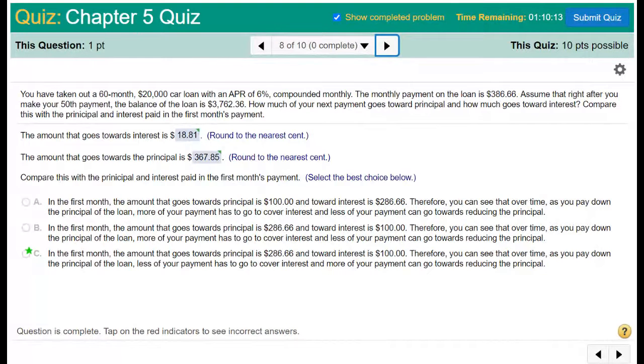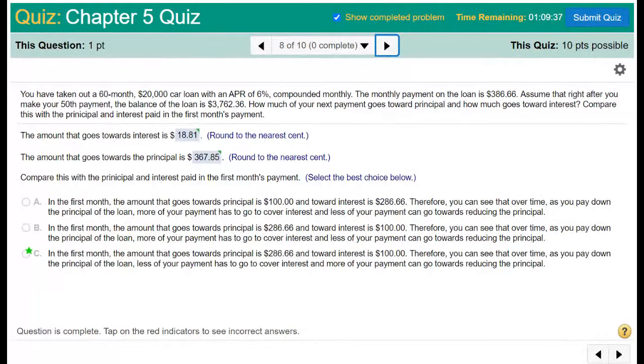The main part of this is to come out with what's left. I'm sorry, did I say 20,000? It's 0.005 times 3,762.36. Sorry about that. It's 0.005 times the balance.